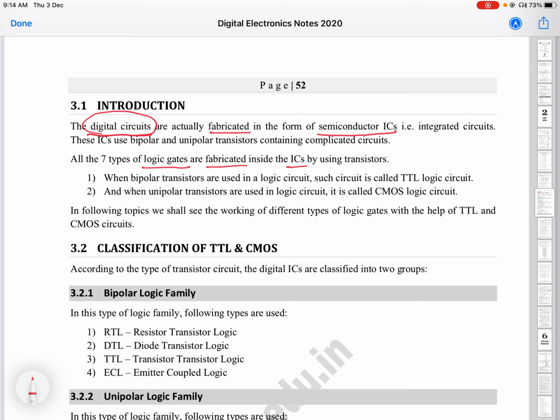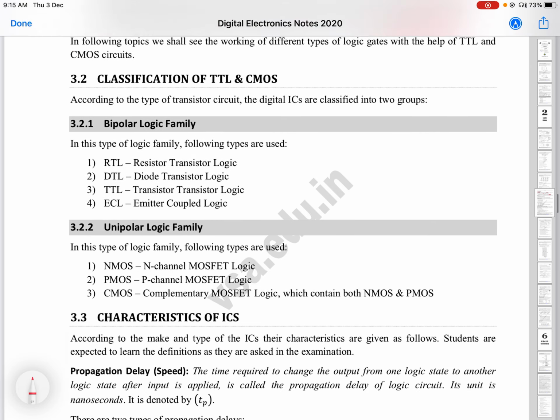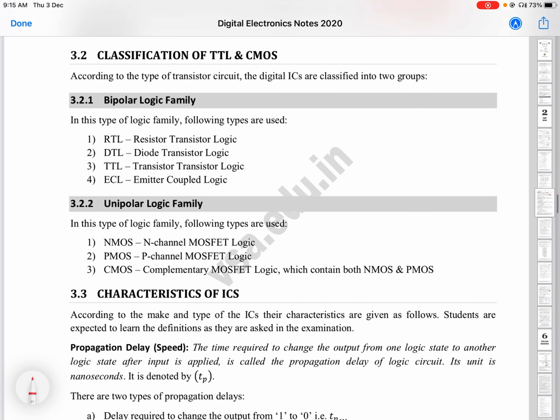Now there are two types of these semiconductor ICs, or we can say that the logic circuits are of two types. The first one is TTL logic circuit and the other is called CMOS logic circuit. The classification of TTL and CMOS is given over here. The TTL logic circuits are classified as bipolar logic families because these logic families use circuits using NPN and PNP type of transistors.